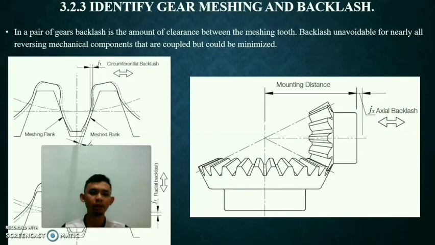And this is identify gear meshing and backlash. In a pair of gears, backlash is the amount of clearance between the meshing teeth. Backlash is unavoidable for nearly all reversing mechanical components that are compound but could be minimized. So this is the photo of backlash.